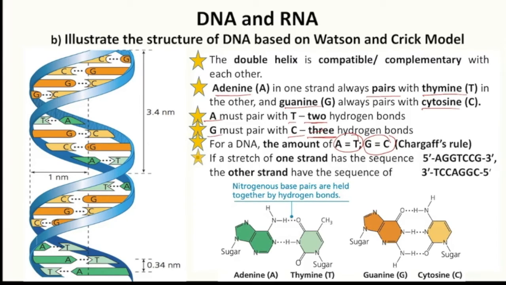If one strand has the sequence of 5' AGG TCCG 3', the other strand, or the complementary strand, must have the sequence 3' TCC AGG C 5', and this is what we call anti-parallel in the DNA double helix. The adenine will pair with thymine with 2 hydrogen bonds, and guanine will pair with cytosine with 3 hydrogen bonds.